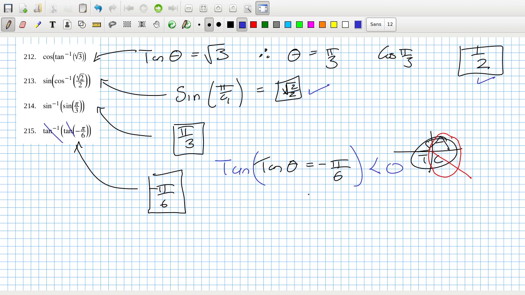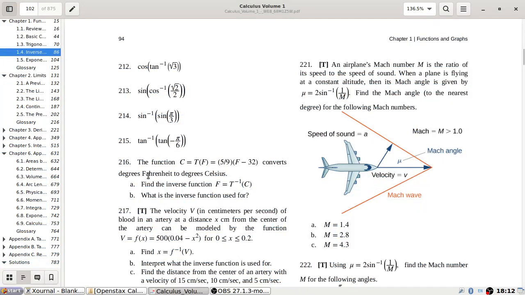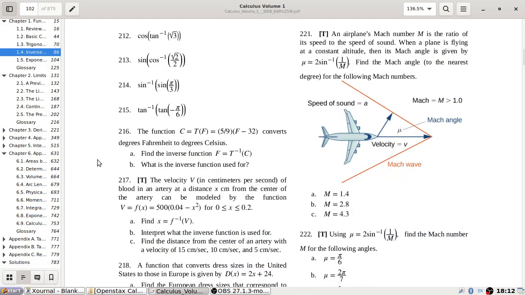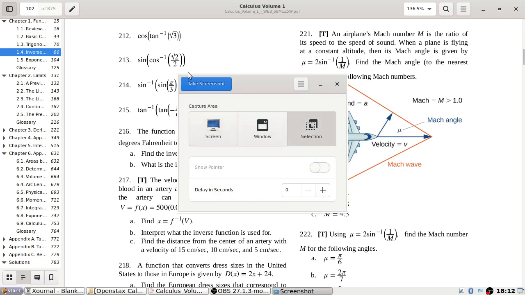Sine inverse pi over 3. So, sine inverse sine pi over 3. That's right. And then let's see, 215 minus pi over 6. That's right. Yeah, so these all look okay. Maybe I'll just finish with this one because then that leaves the calculator questions for next time.